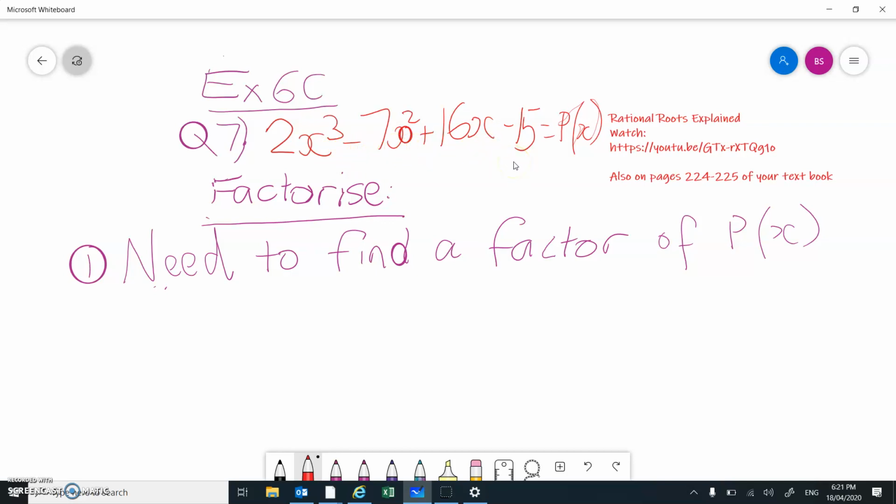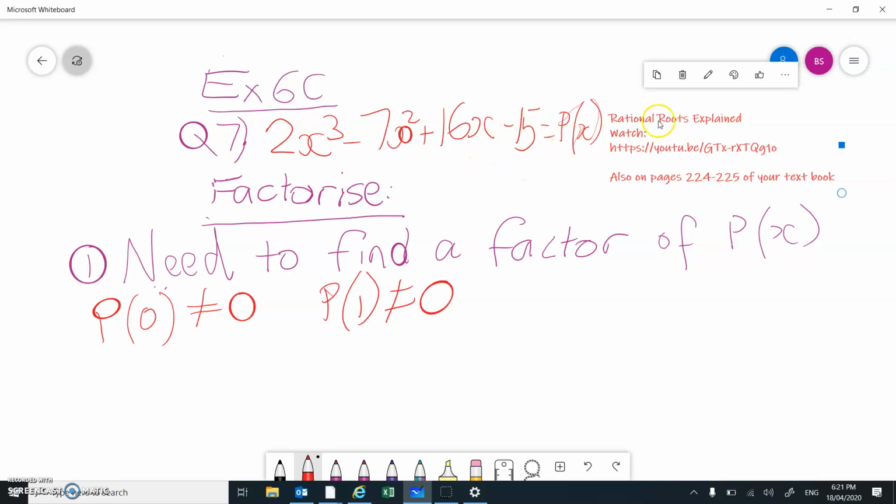So we need to find a factor. What we would usually do is sub in p of 0, see if it gives us 0. To be a factor, it should equal 0. Doesn't give us 0. Try p of 1. That also doesn't give us 0. We could also try p of 3. That doesn't give us 0. Try all the factors of 15, but none of them give us 0. So this is where the rational root theorem comes into play.